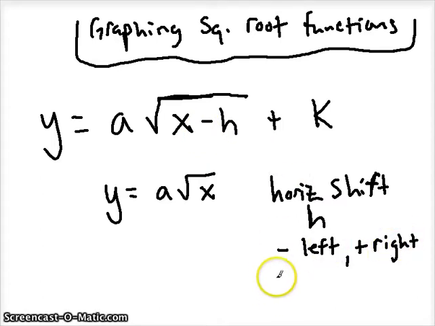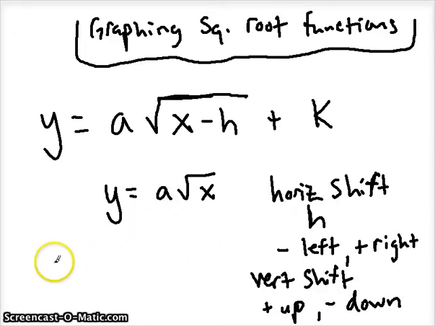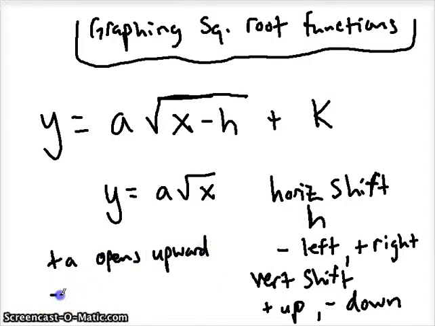K is as it is. If k is positive, then we have a vertical shift up. And if k is negative, we have a vertical shift down. If a is positive, we are going to have a graph that opens up or goes in an upward direction. And if it's negative, our graph will be leaning downward.